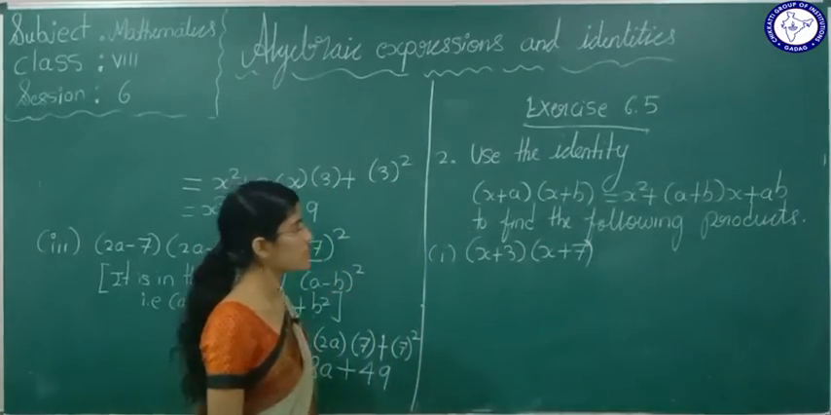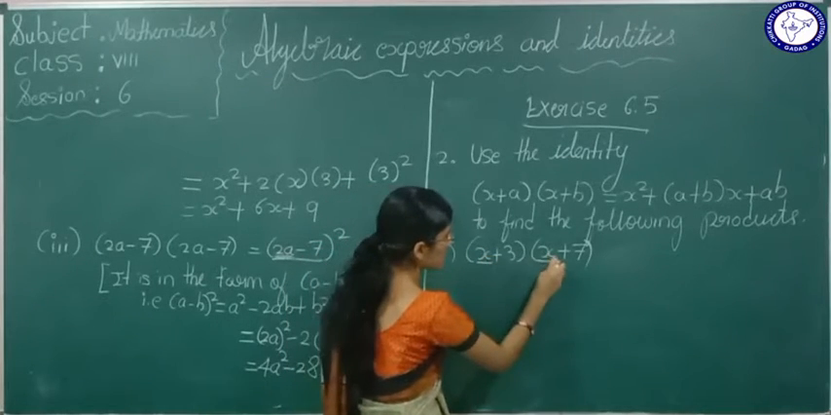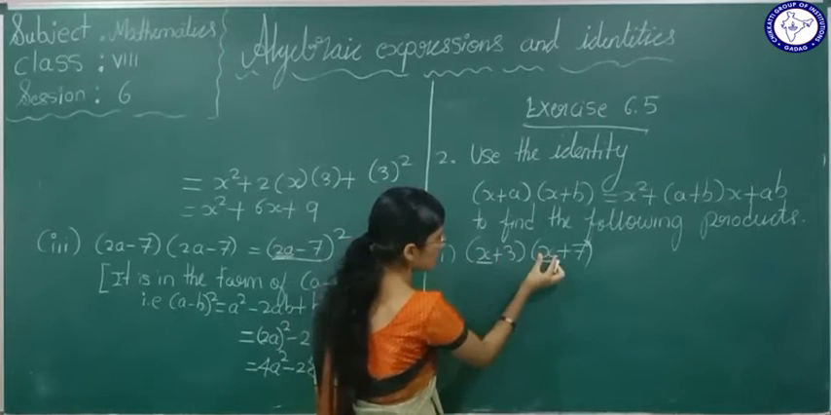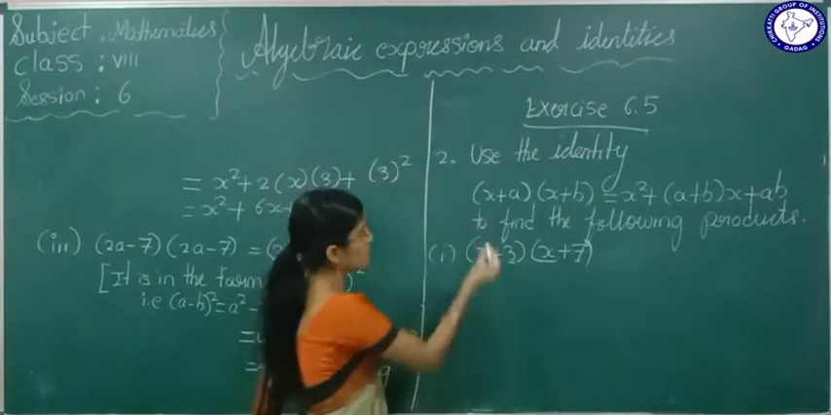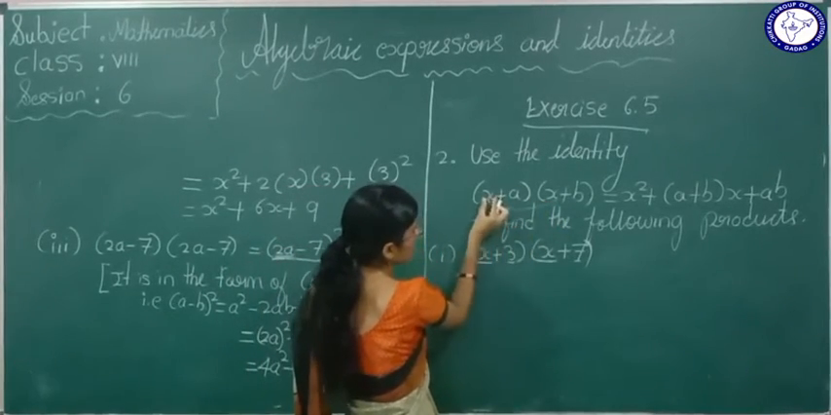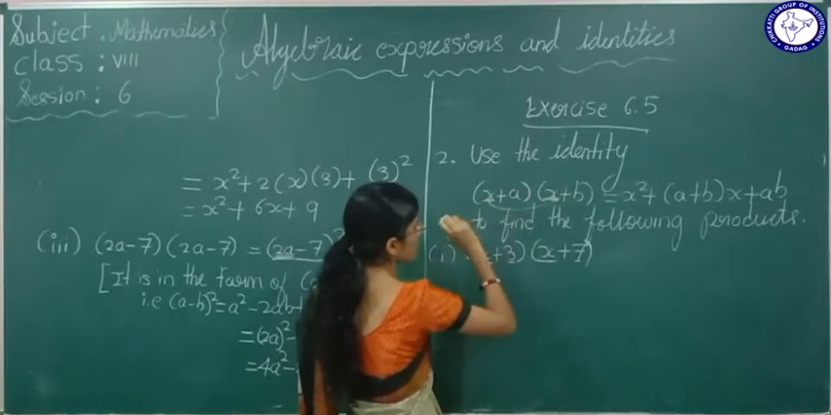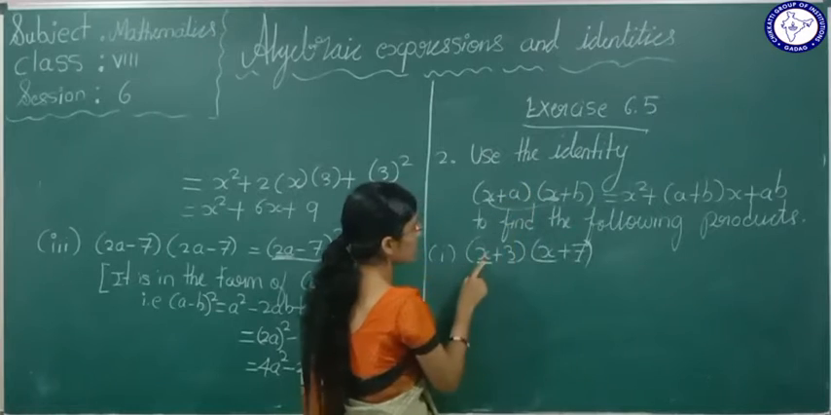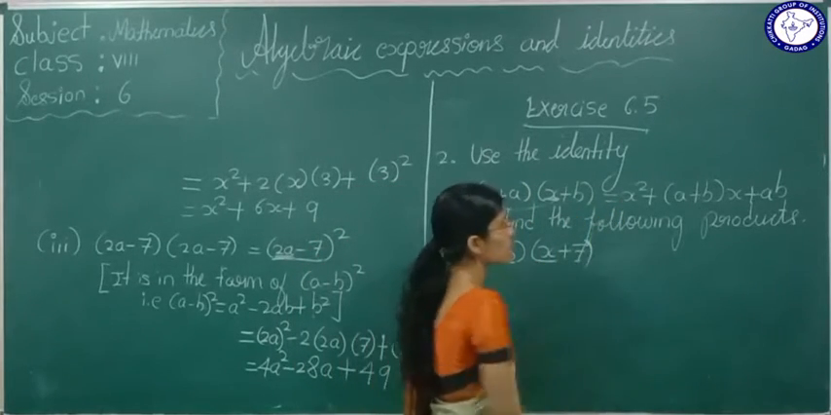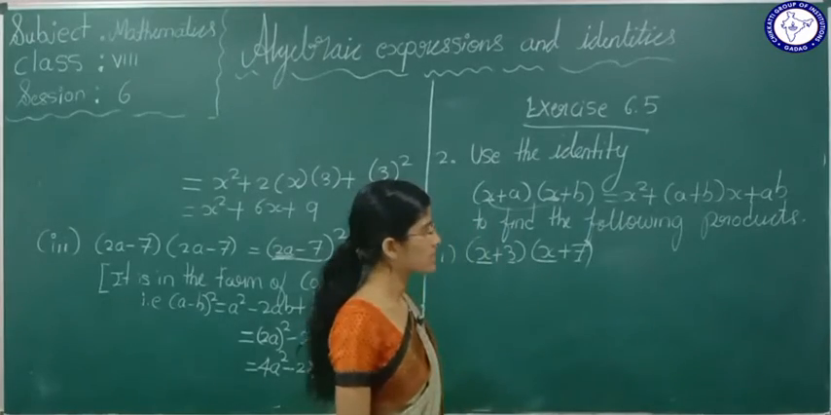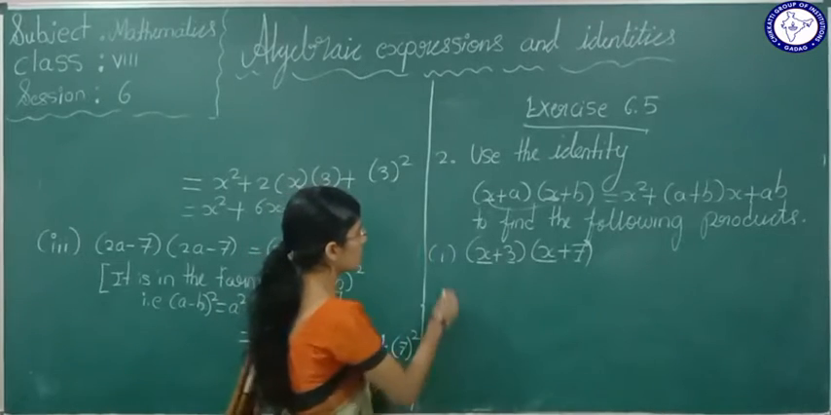Now see here students, I told you that when you have to use this identity, here the x is the same, and here a and b are changed. That is, we have to use (x + a)(x + b) = x² + (a + b)x + ab. They have only given this, there is no other problem. Now see the solution.